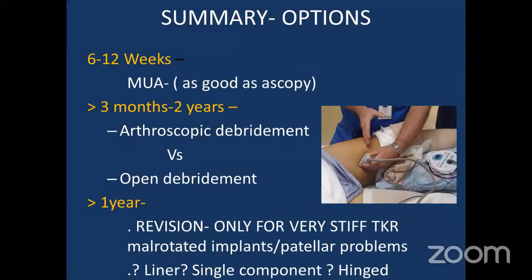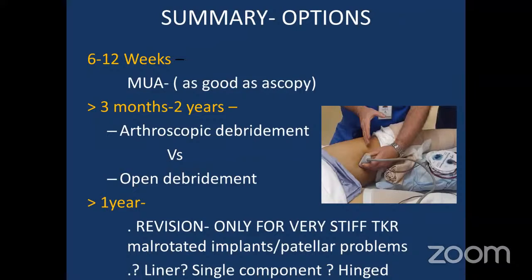So in summary, if you catch them early, MUA is probably the way to go. Afterwards, probably you can try an arthroscopic debridement over an open debridement. If that fails, remember revision is not all that very great even in malrotated and other implants. It does give you some better range of movement, but reserve its use very judiciously.